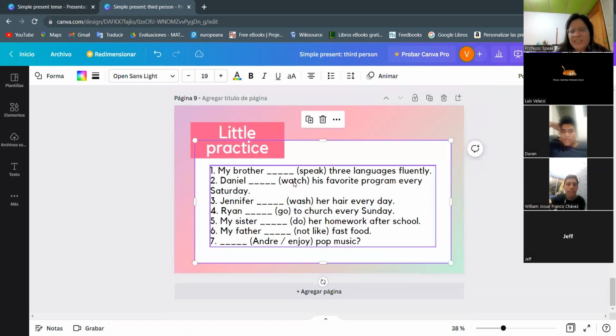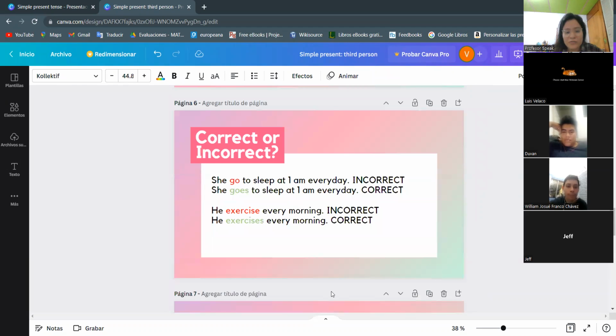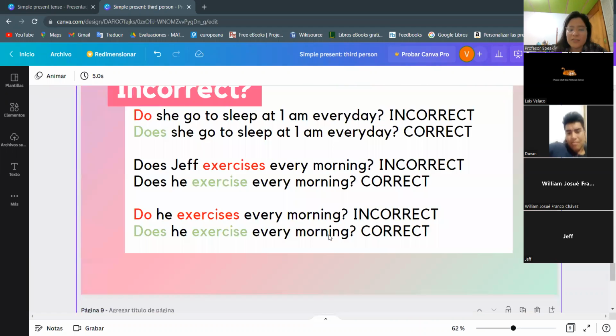Let's see. So just a little practice. Following the rules. Let me send you the rules to the WhatsApp group. Okay, I sent the rules to the WhatsApp group for you to have them in mind for this little practice.